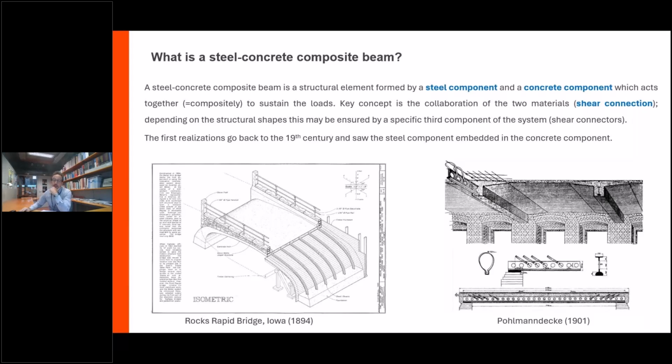The first realization goes back to the end of the 19th century. This is on the left. It is the bridge which is meant to be the first composite bridge, which is in fact a bridge where the steel beams are completely encased in the concrete. And the other one is the Pullmann-Decke, which is from Germany. It was a patent quite known in the literature, which also foresees an encased steel beam, but with specific connectors to ensure the collaboration between the two materials.